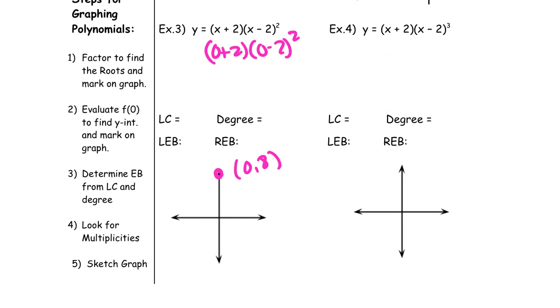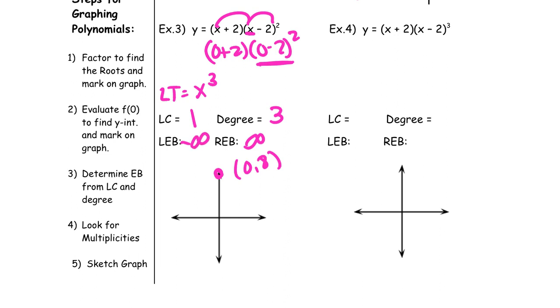I did the 2 and the 2 first, and then I squared it. No, you got to do this. Exponent comes first before multiplying. Okay, so now we need to figure out what the leading term would be. So this would be x squared multiplied by another x. So what will we get? X to the third. Okay, what's the right-end behavior?